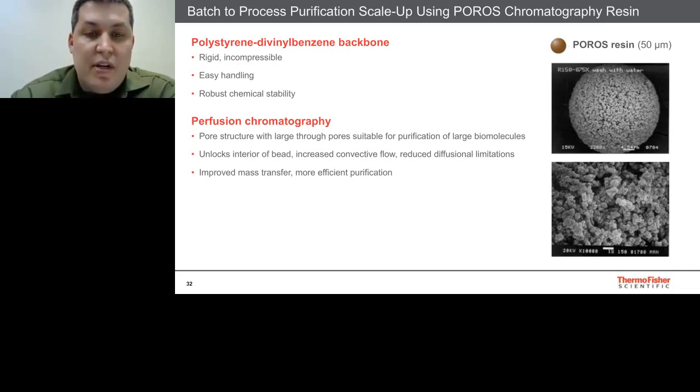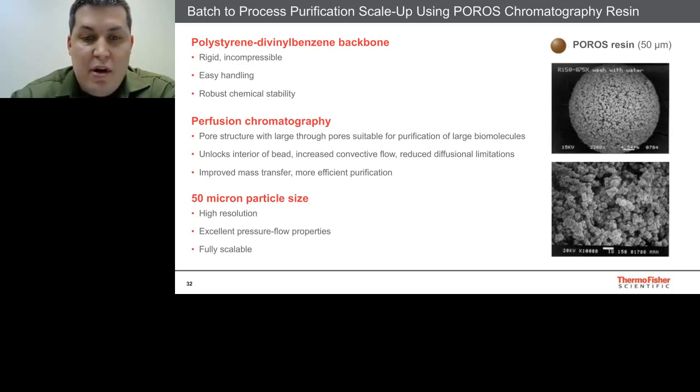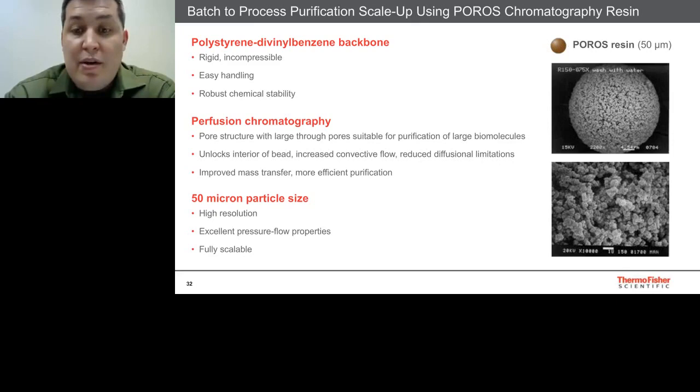Lastly, the beads have an average particle size of 50 microns. Most resins have an average particle size of 90 to 100 microns. Having a particle size that is roughly half the size of most other resins allows for a superior resolution. In addition, POROS is fully scalable and possesses excellent pressure-flow properties. With POROS, performance is independent of both the scale and the flow rate of your operation, which makes it an ideal purification resin. But how does it compare to typical agarose beads?